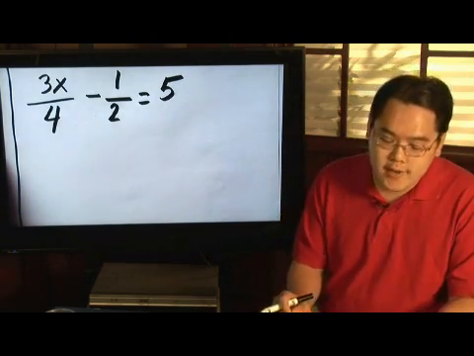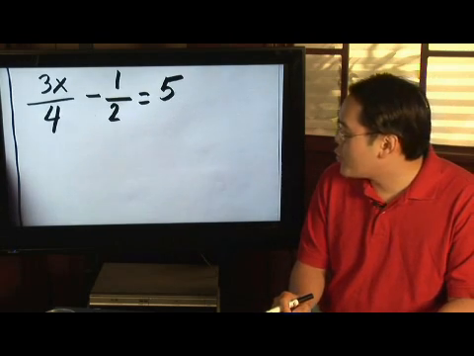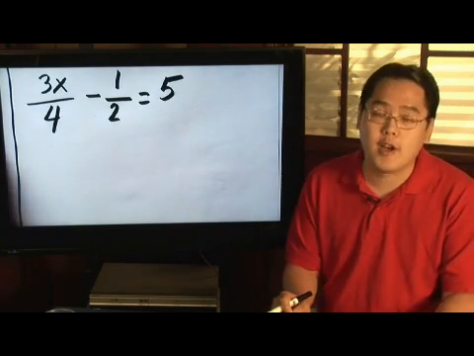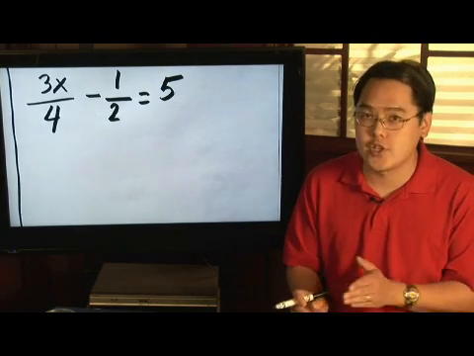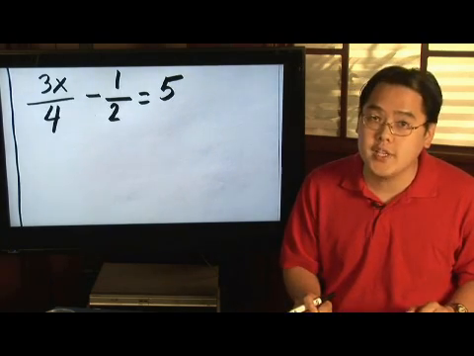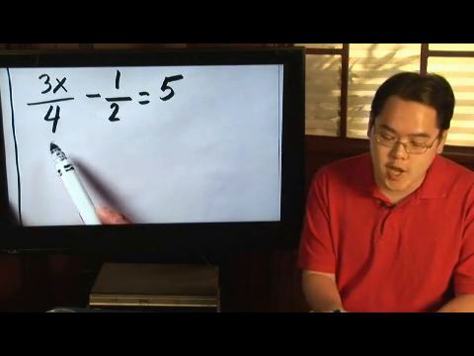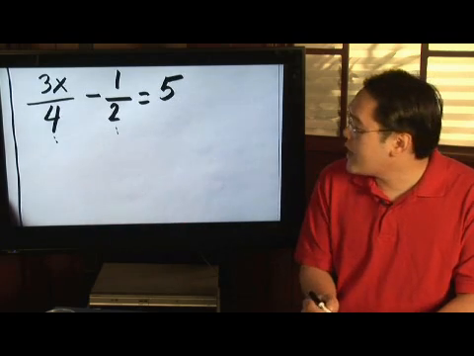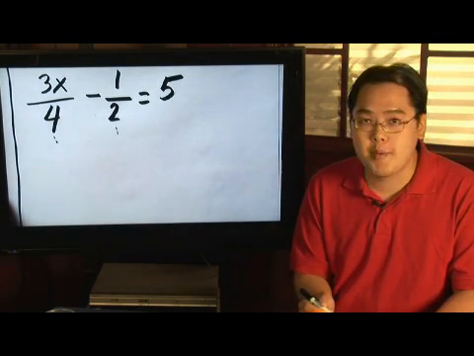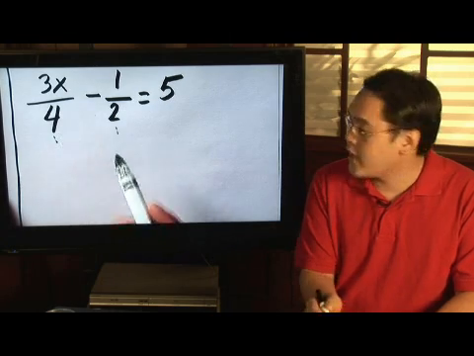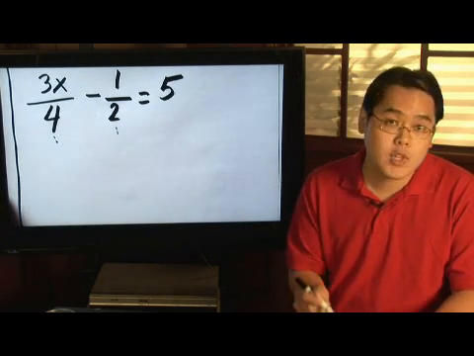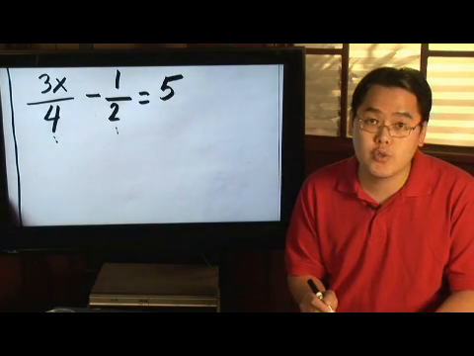Now, suppose you have 3x over 4 minus 1/2 equals 5. What you want to do to solve this is you could either tackle the fractions directly head-on, or you could go with the easier route by taking a look at your denominators, 4 and 2, and ask yourself, what's the least common denominator? In other words, what number do both 4 and 2 go into? Well, 4 and 2 both go into the number 4.